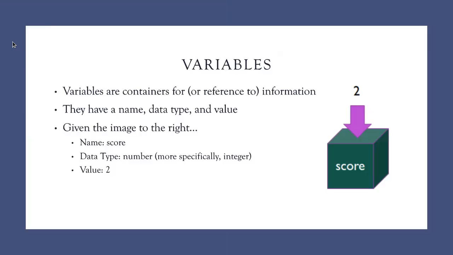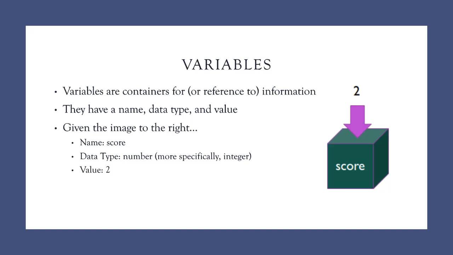So what are variables? Variables are containers or references to information. They have a name, a data type, and a value. Given the image on the right here, I have a green box. So imagine a literal or a physical box, and I'm putting the label score on it. So that's me naming a variable score. Then I'm putting the number 2 inside of my box. So therefore I'm assigning the value 2 to my variable score.